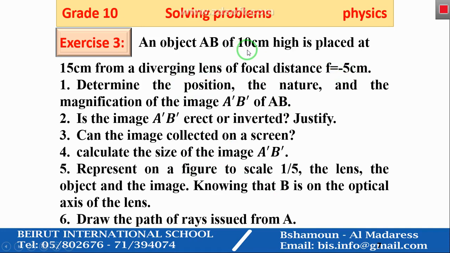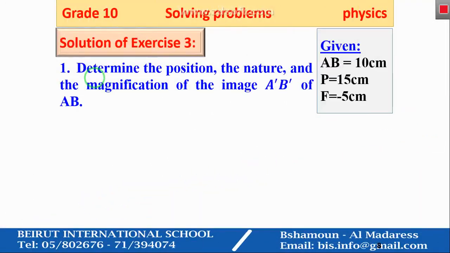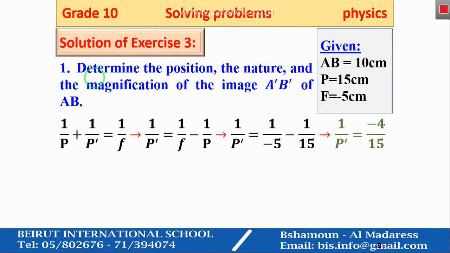The object AB has a size of 10 cm and its position is 15 cm away from a diverging lens. Determine the position, the nature, and the magnification of the image A'B' of AB using Descartes' formula. So, to determine them, we use Descartes' formula: 1 over P plus 1 over P' is equal to 1 over F.